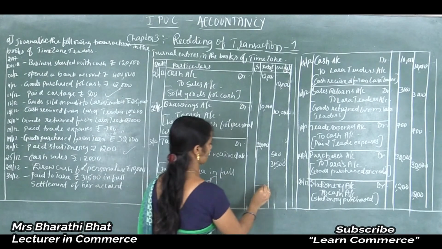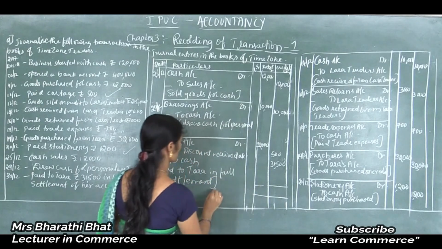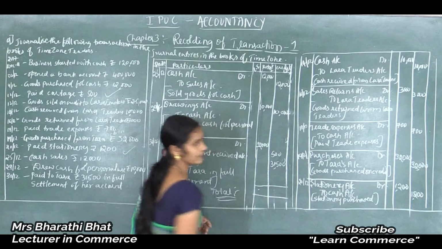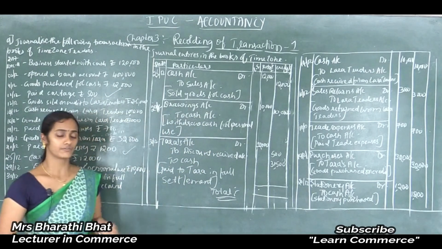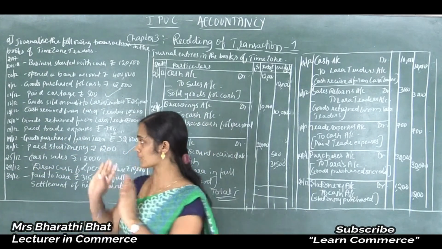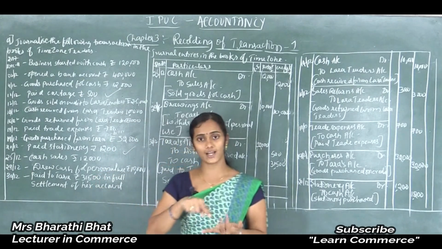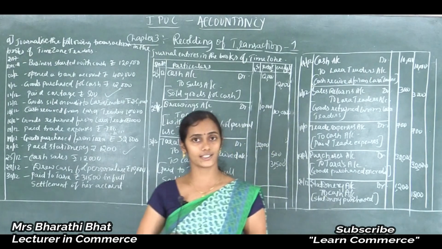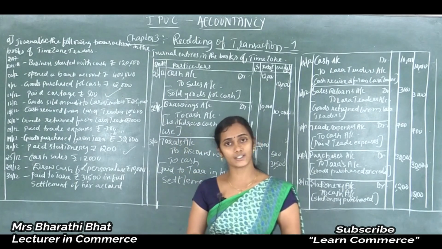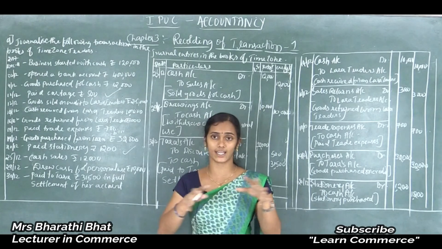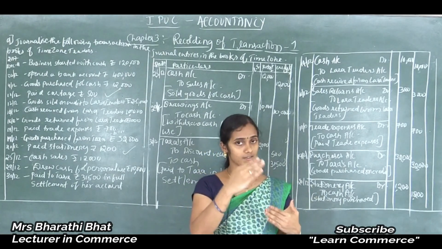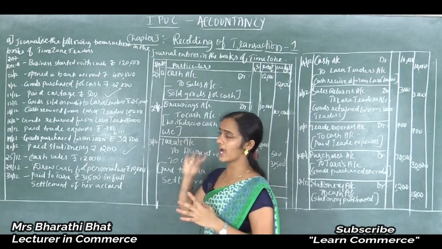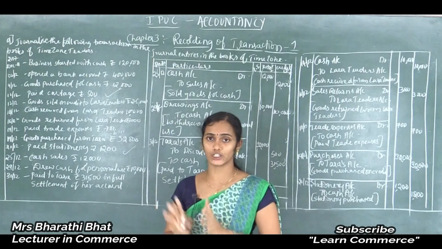Clear? The last step is totaling the account. So total it and write the amount here. Clear? Before that, first, just by seeing the transactions, we need to identify the two accounts, and after that we need to classify the accounts. After that, analyzing the transaction, meaning analyzing the account, whether that particular account shows increased value or decreased value. After that, application of rules.